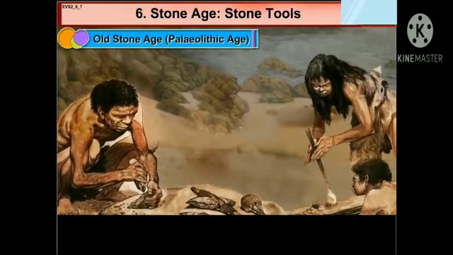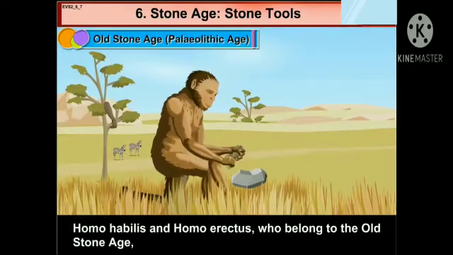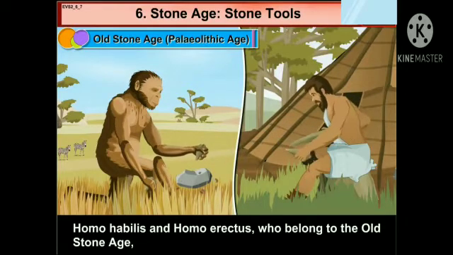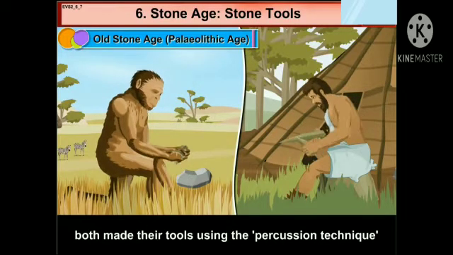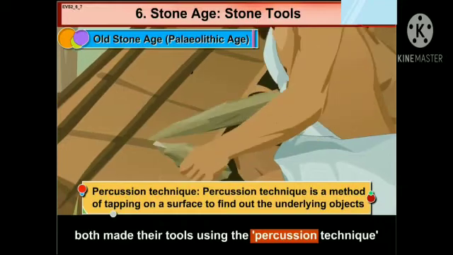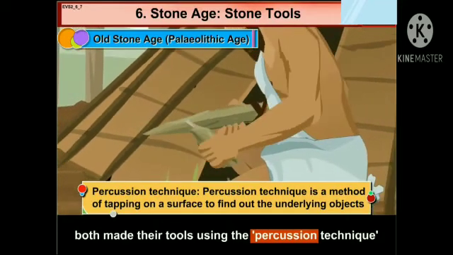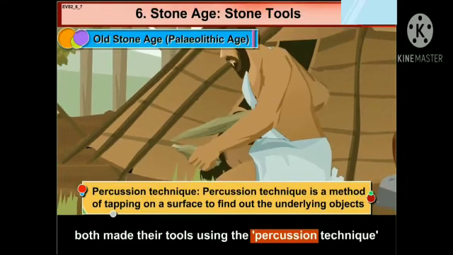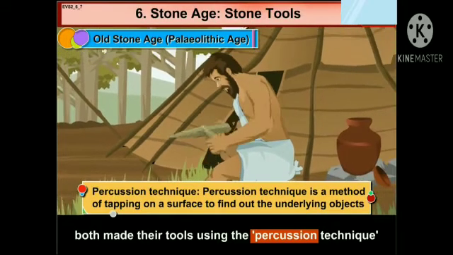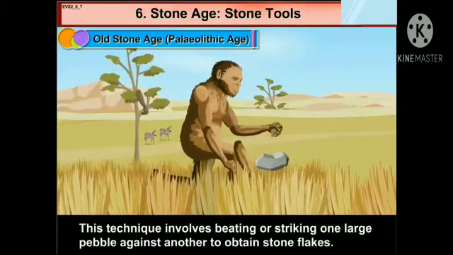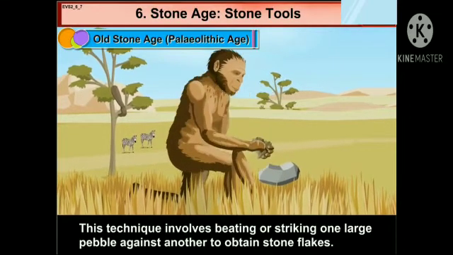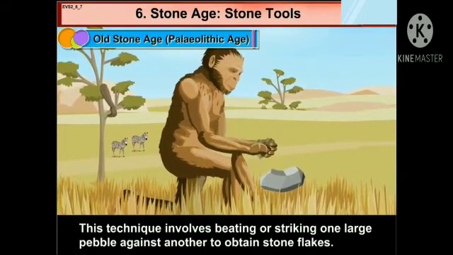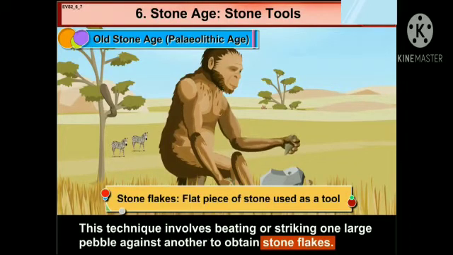Old Stone Age. Let us see about the Old Stone Age. Homo habilis and Homo erectus, who belong to the Old Stone Age, both made their tools using the percussion technique. What is that? It is a method of tapping on a surface to find out the underlying objects. So, what did they do then? This technique involves beating or striking one large pebble against another to obtain stone flakes. Stone flakes means flat pieces of stone used as a tool.